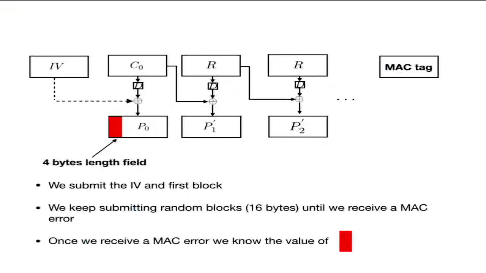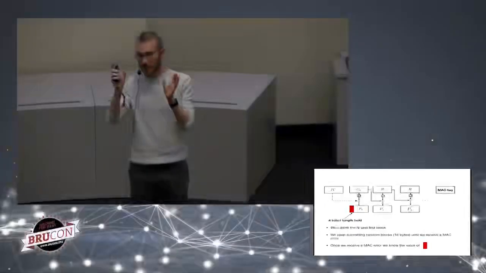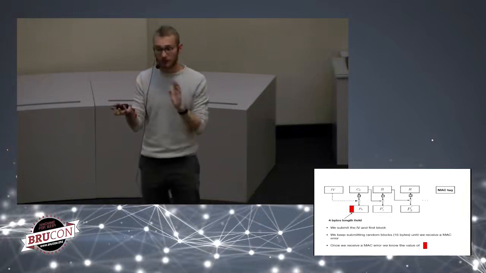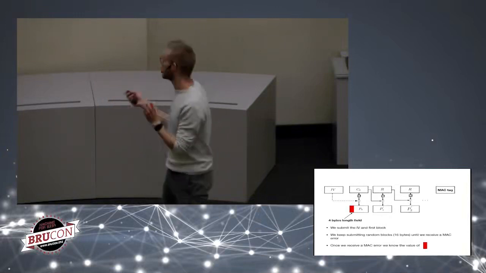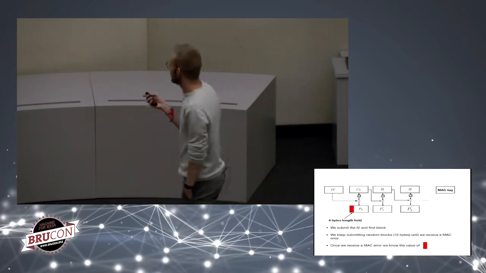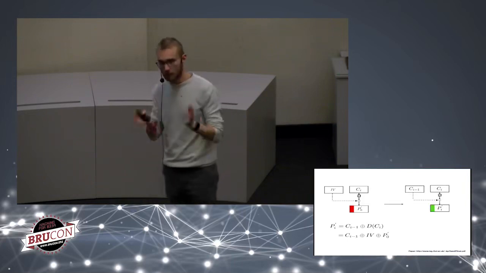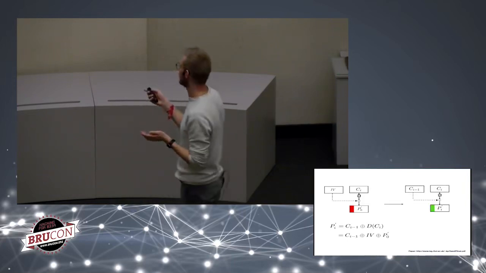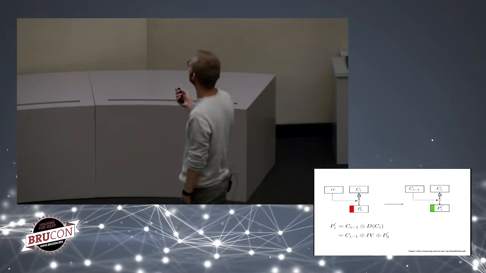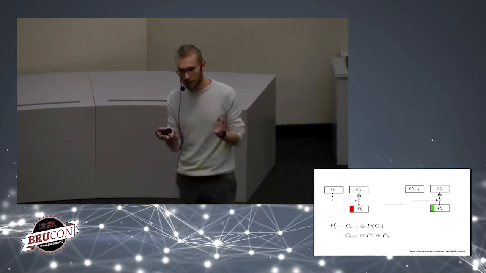But because this MAC check has failed, we know the value of the first 4 bytes. Because we have submitted random blocks, and every block is 16 bytes, 128 bits, n times 16 is the amount of bytes. So now we know the first 4 bytes, and using a bit of algebra and CBC, we can use this to derive the first 4 bytes of any CBC encrypted block.